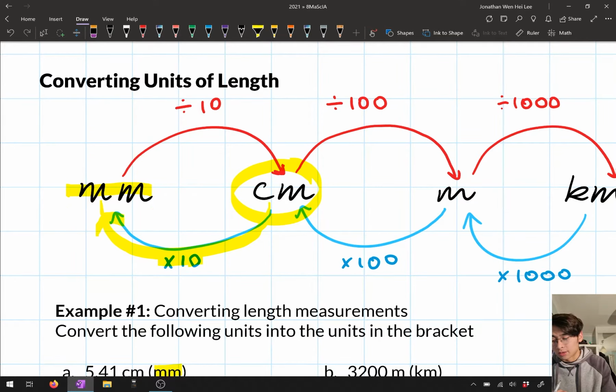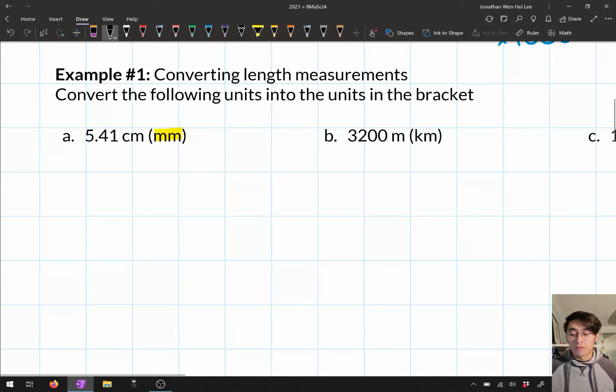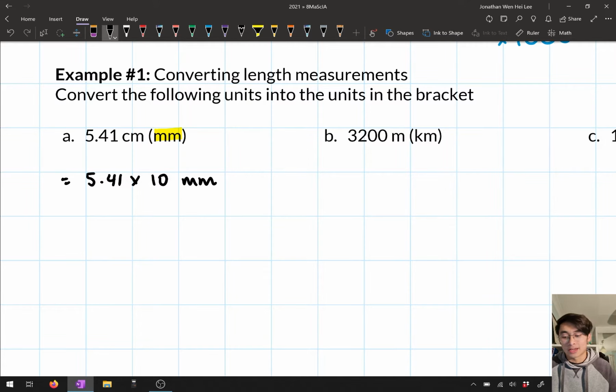So what I'm going to do for this one is take my measurement. Here, this is 5.41, and I'm just going to times it by 10. So this is 5.41 times 10 millimeters. I want to rewrite my measurement from centimeters to millimeters, so I just times by 10.